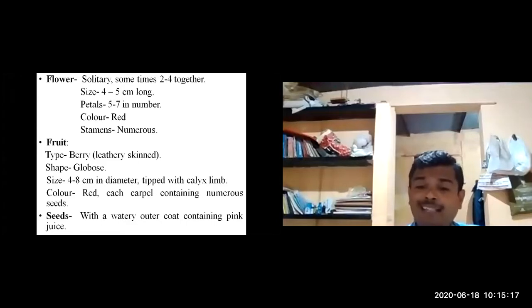It is tipped with the persistent calyx limb. And the color is red. Each carpel contains numerous seeds, and the seeds have a watery outer coat containing pink juice. Okay, so this is about the fruit. Please remember the type of fruit is berry. The shape is globose and the size is approximately 4 to 8 centimeter, and it contains numerous seeds.